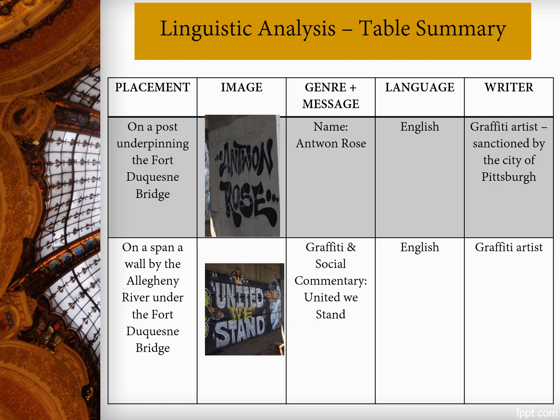So for an example, we have here on the post on the side, we have the name Anton Rose, right? You can see a picture, it's a name, right? It's graffiti, but it's a name. Language is English. And the writer is a graffiti artist. In this case, it's a graffiti artist sanctioned by the city of Pittsburgh. This is not graffiti done by itself. This is actually sanctioned graffiti.